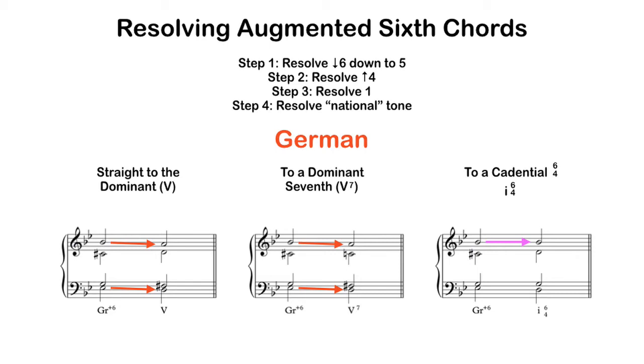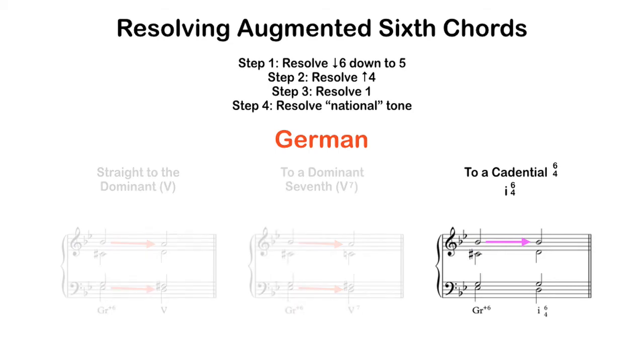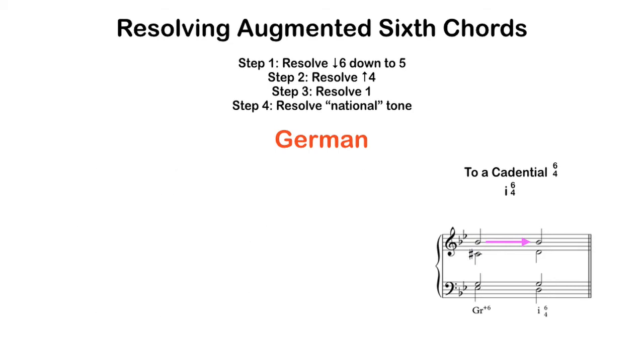So when you write a German augmented sixth, in most cases, that is going to resolve straight to a cadential 6-4 chord, a 1-6-4 chord. It very rarely resolves to a dominant or a dominant 7th chord. In fact, you can, at this point, just memorize German augmented sixth, take it to a 1-6-4, not straight to a dominant.